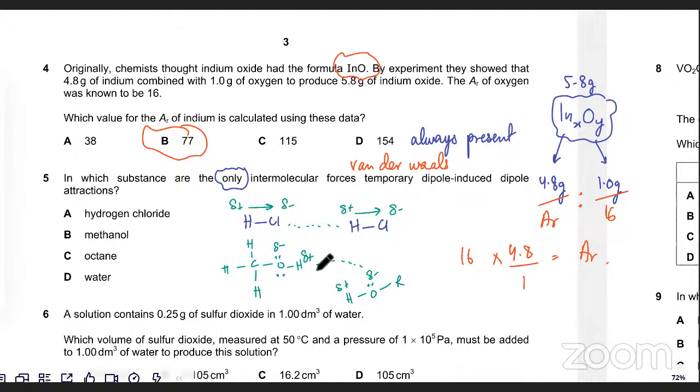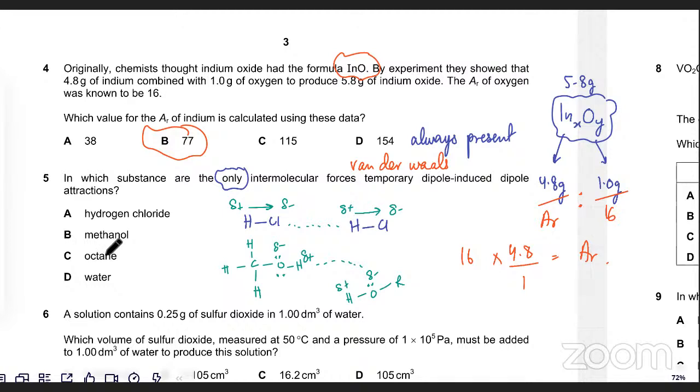So it will have van der Waals forces. The molecules will be getting knocked around, and there would be electrons fluctuating around. But the main attractive force in this would be hydrogen bonding.